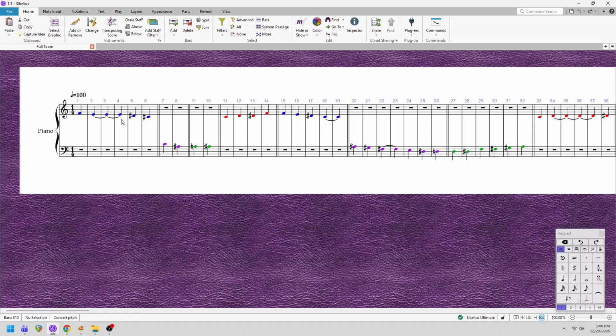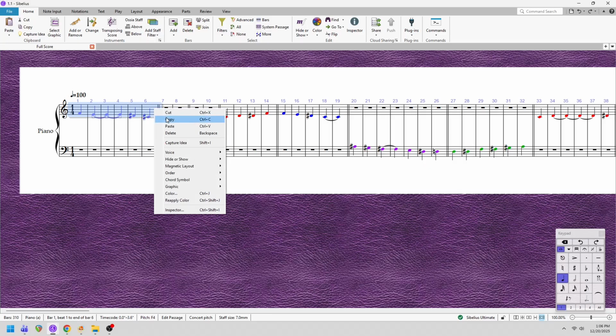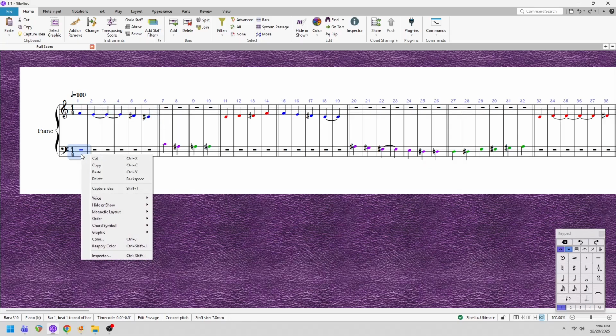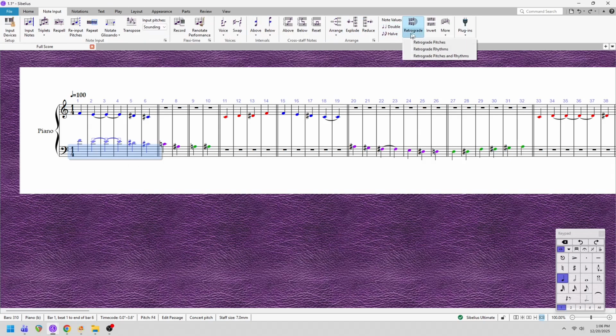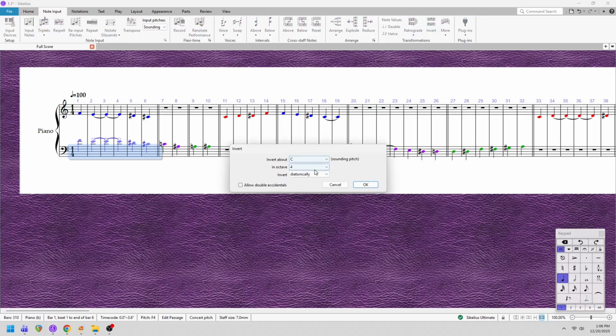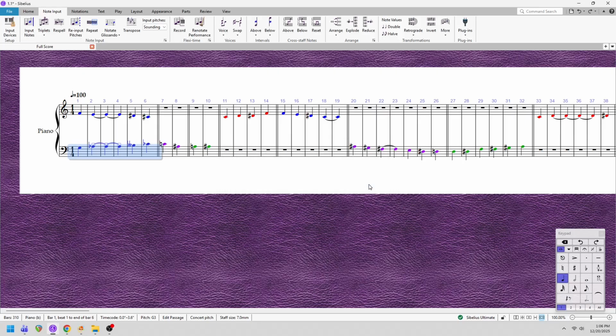I was toying around with that last time in part 3 where I left off, but essentially, all I did was copy this like that, and invert it around C chromatically, allowing double accidentals. And I get something like that.